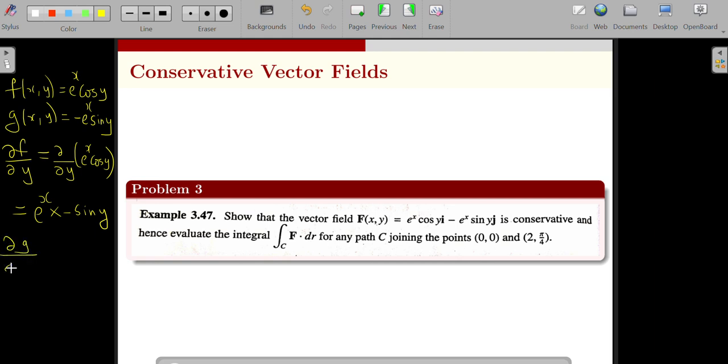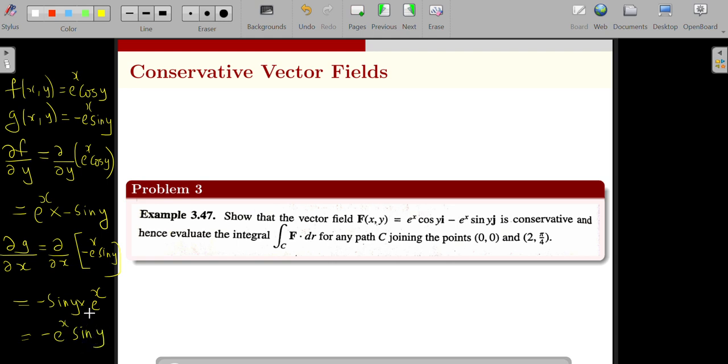Now let us calculate ∂g/∂x. ∂g/∂x is in fact ∂/∂x of g. g is minus e^x sin y. This is equal to, you can take minus sin y outside, minus sin y into ∂/∂x of e^x, sorry, not minus e^x, so ∂/∂x of e^x. So it is again minus e^x sin y.